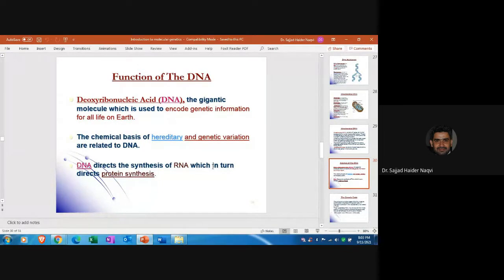Now, functions of the DNA. We discussed that DNA is a gigantic molecule, the first choice to store and encode the genetic information. DNA is the chemical basis of heredity and genetic variation, and DNA is the molecule that directs the synthesis of RNA, which is transcription, and then from RNA to protein synthesis, which is translation.